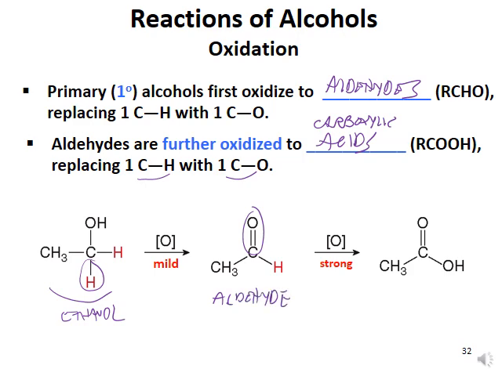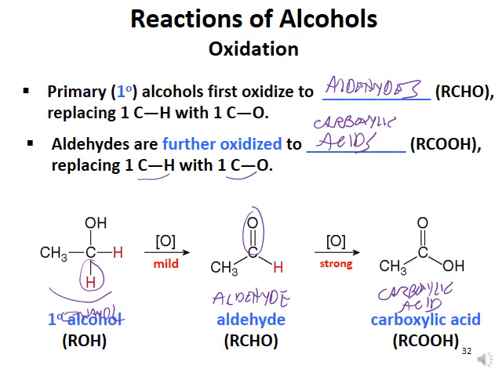And then if you keep reacting it, you're going to make the carboxylic acid. So primary alcohols, if you have a mild oxidant, you only go to the aldehyde. And then if you have a strong oxidant, you'll get all the way to the carboxylic acid.